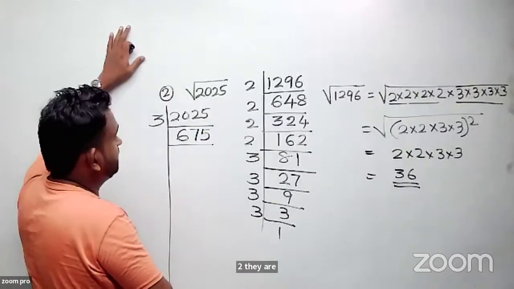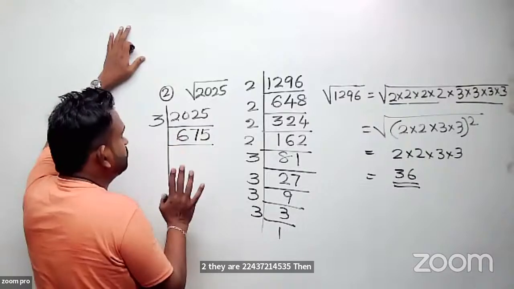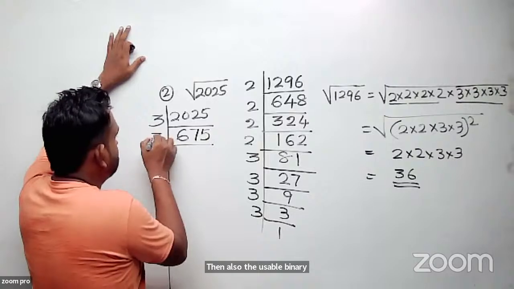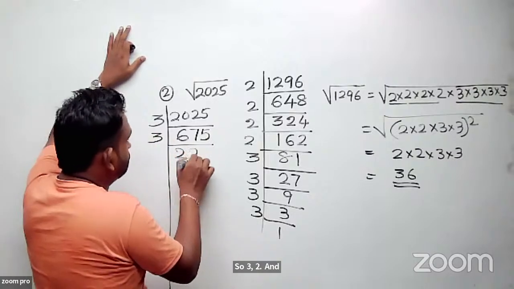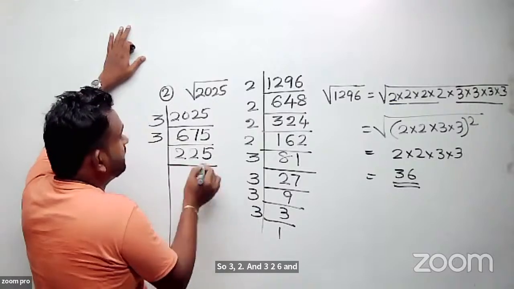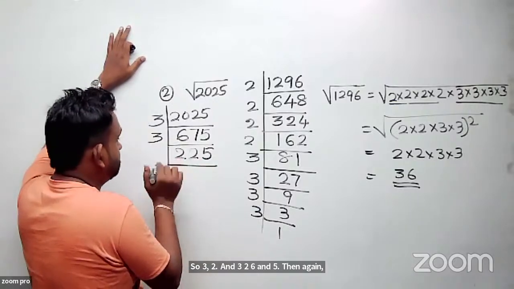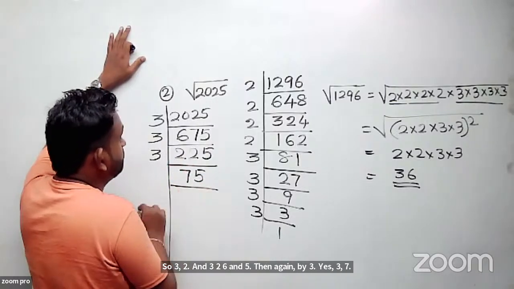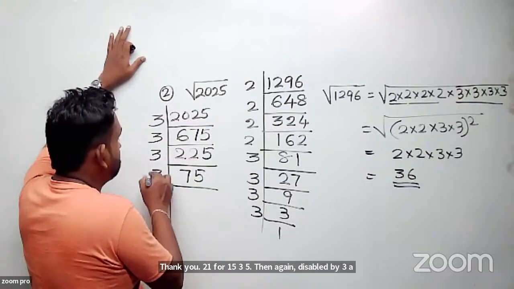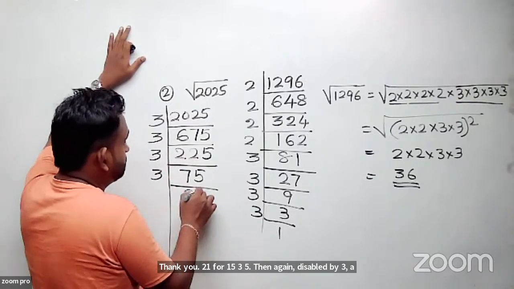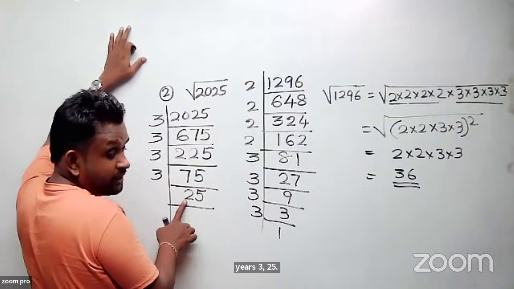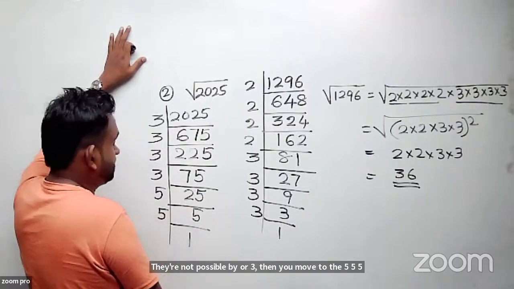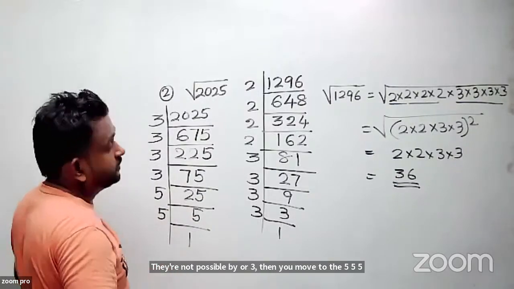Then again check with 3. Then also divisible by 3. So 3, 2 and 3, 2, 6 and 5. Then again divisible by 3. Yes, 3, 7, 21, 4, 15, 3, 5. Then again divisible by 3. Yes, 3, 25. Then not divisible by 3, then you move to 5, 5, 5, then 5, 1. So this is the answer. Okay.